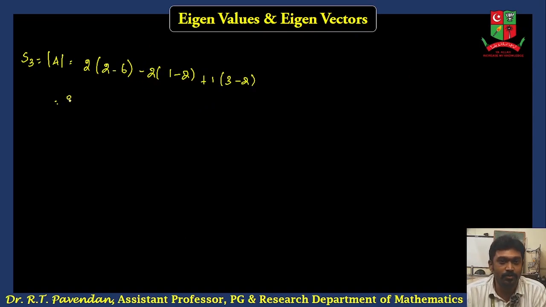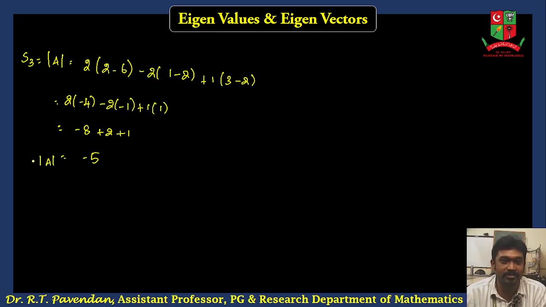So this is equal to 2 into minus 4 minus 2 into minus 1 plus 1 into 1. So this is equal to minus 8 plus 2 plus 1. The values are minus 8 plus 3, that is minus 5. So the determinant value of A is minus 5, which happens to be the value for S3.